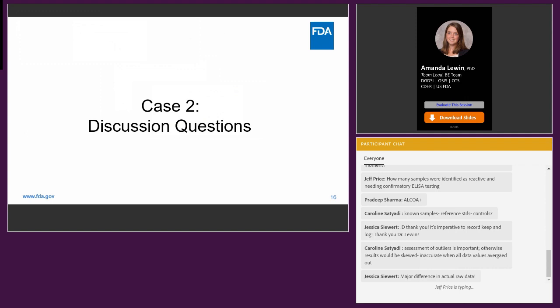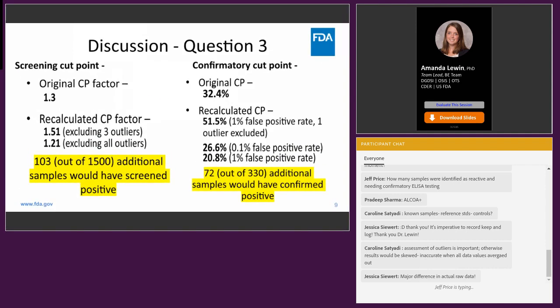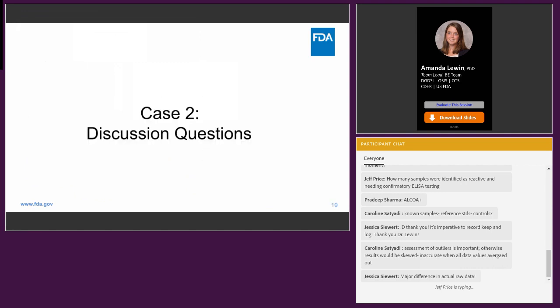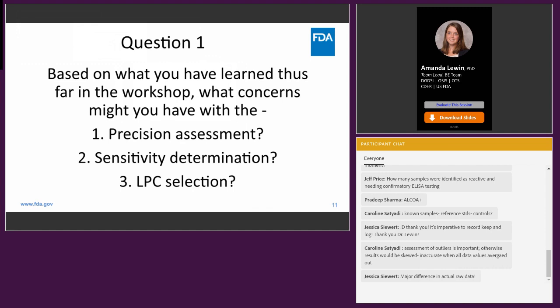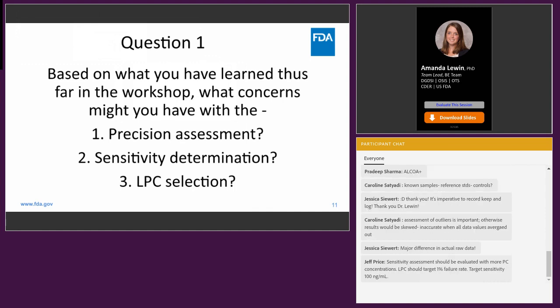Now let's get into case set 2's discussion questions. All right, let's get right into these. The first one being, based off of what you learned thus far in the workshop, what concerns might you have with the precision assessment, the sensitivity determination, and the LPC selection? So again, like the first one, what are some things that you might want to ask more questions about? Not necessarily wrong, but just that you might want to interrogate further, get a little more explanation from the site as far as why they chose to do things a certain way.